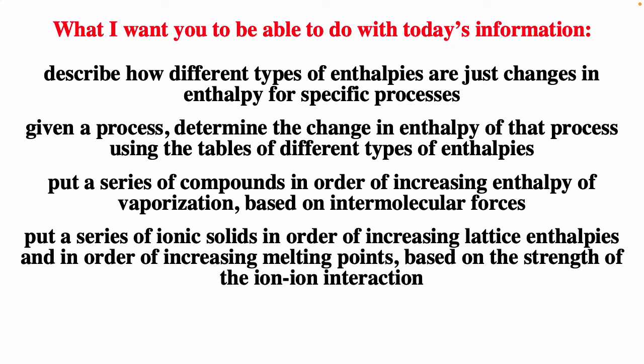And so hopefully you can describe how different types of enthalpies are just changes in enthalpy for specific processes. Given a process, you should be able to determine the change in enthalpy of that process using the tables of different types of enthalpies. Hopefully you can put a series of compounds in order of increasing enthalpy of vaporization, enthalpy of fusion, boiling point and melting point based on intermolecular forces. Hopefully you can put a series of ionic solids in order of increasing lattice enthalpies and melting point based on the strength of ion-ion interaction.